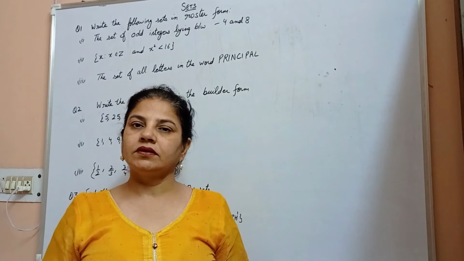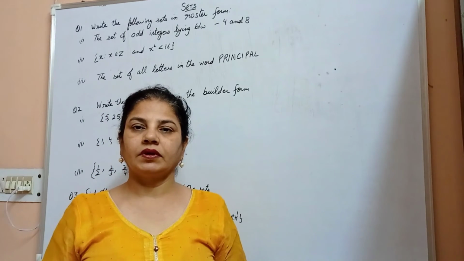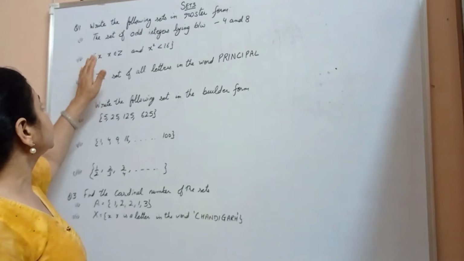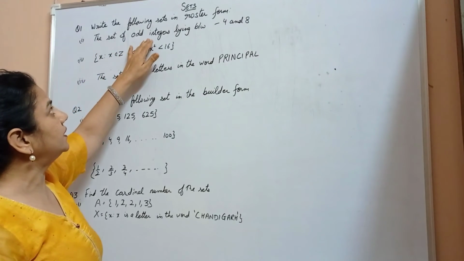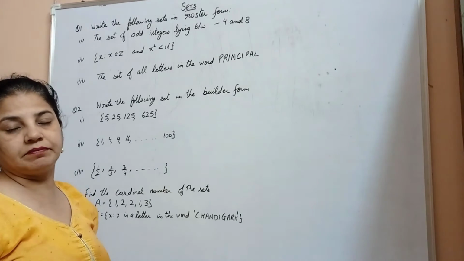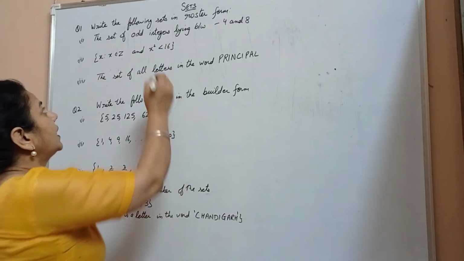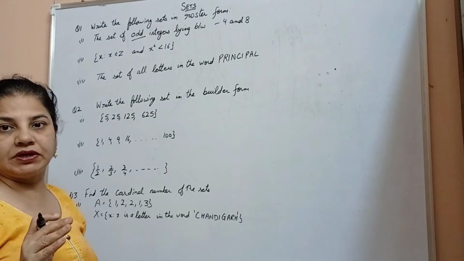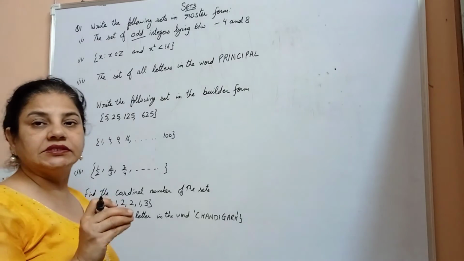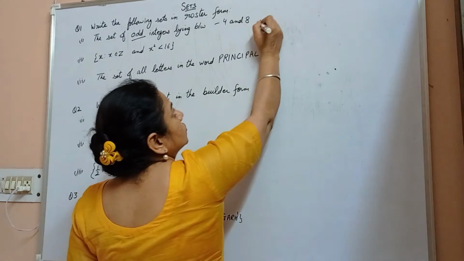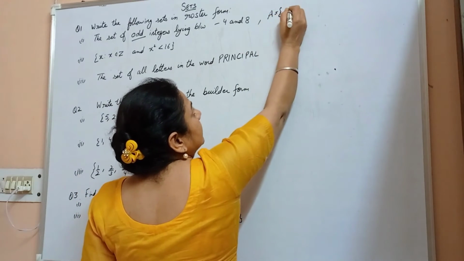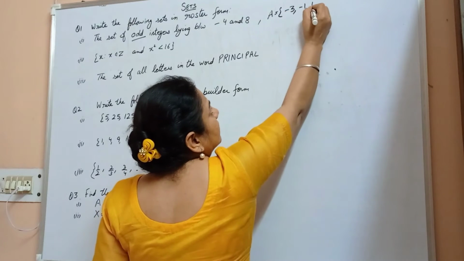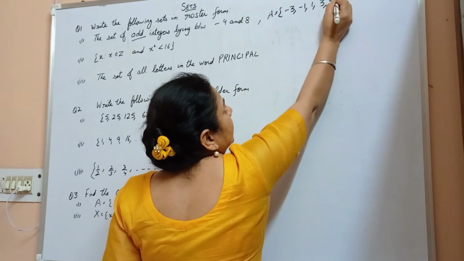Write the set in roster form. The set is given as the set of odd integers lying between minus 4 and 8. We have to write odd integers between minus 4 and 8. That means minus 4 and 8 will not be included. So in roster form, I will write minus 3, minus 1, 1, 3, 5, 7.